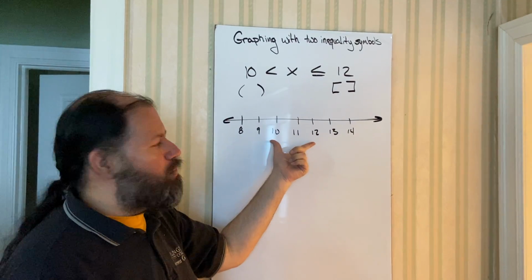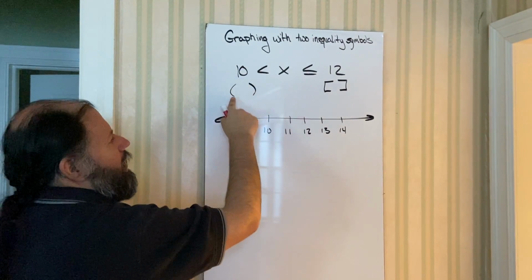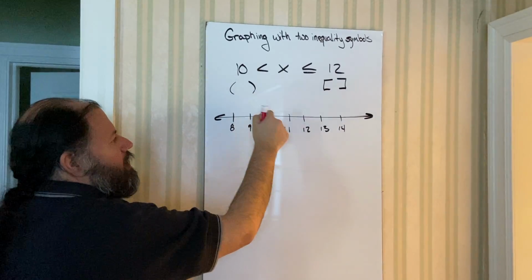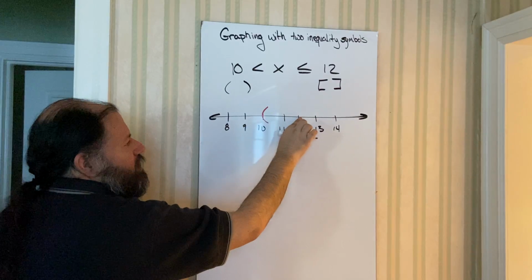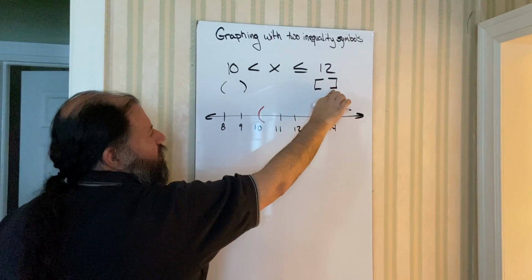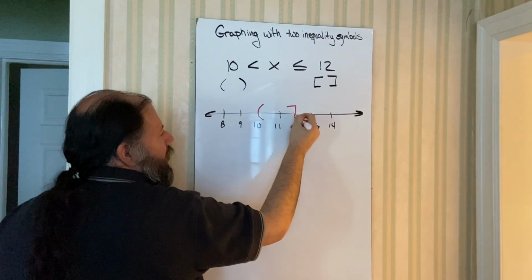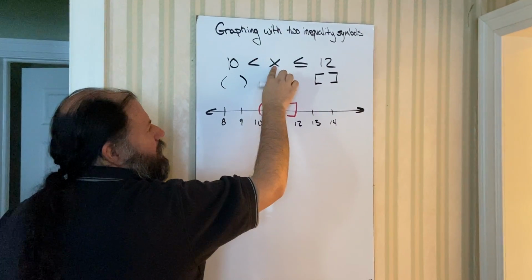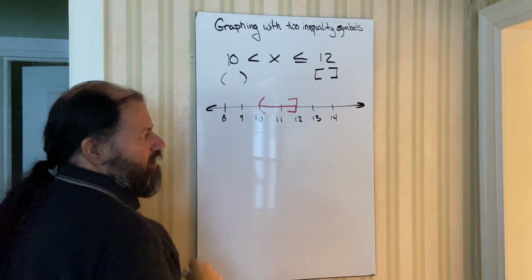So how do I show between in here? For 10, I have to use one of these symbols. I'm going to do this because I want to go all the way to 12. But I can't go past 12. And I know 12, I'm going to use bracket. And I want x to be between, so I'm going to shade between them.